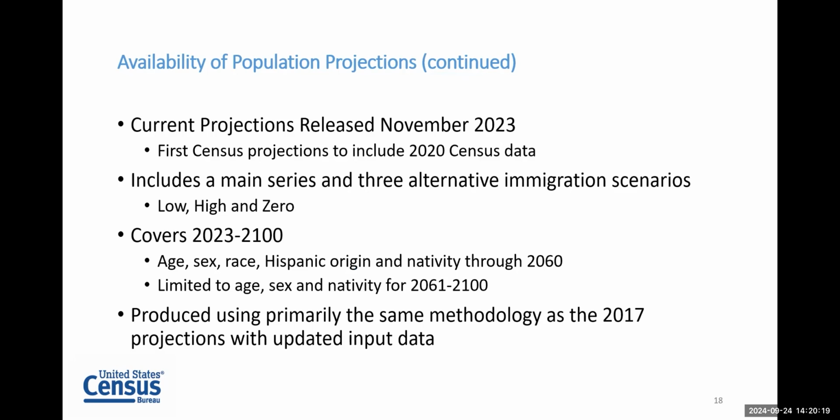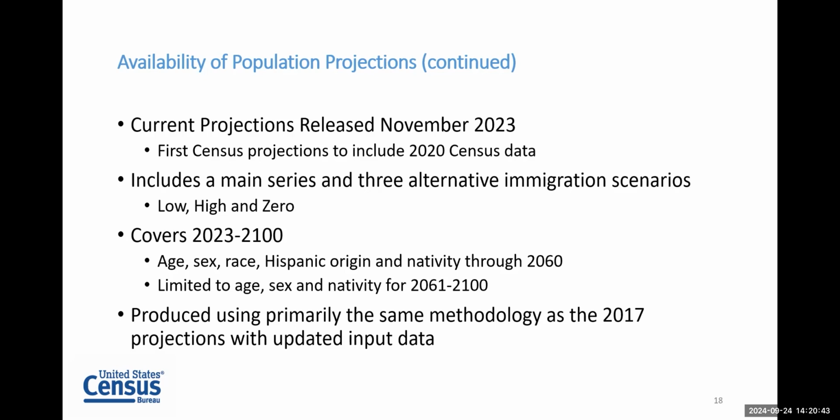Our most recent projection series went from 2023 to 2100, and we released age, sex, race, Hispanic origin, and nativity through 2060, so 2023 to 2060. And then we released age, sex, and nativity for 2061 to 2100. We don't have a lot of confidence going out past 2060 on race and Hispanic origin. I mean, just look over the last few decades at how even the definitions have changed for that.